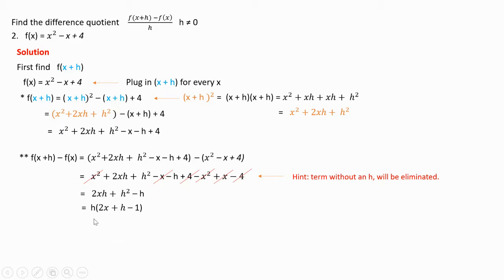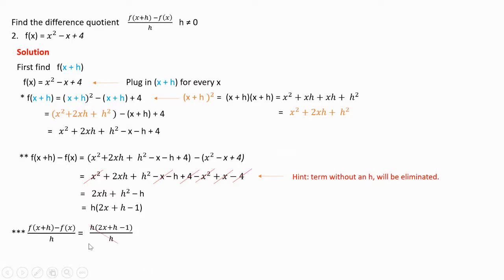And how can we check our work? h times 2x will give us 2xh. h times h will give us h squared. And h times negative 1 will give me negative h. So I know I'm on the right path. So h times 2x plus h minus 1 is what's here on the numerator. So now, let's bring down the h.